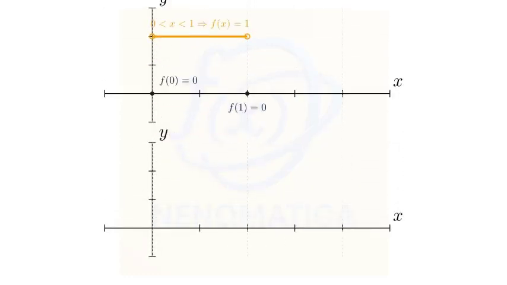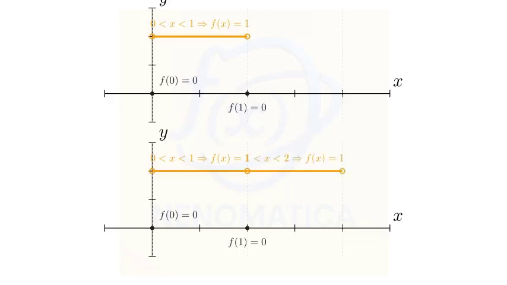For 1 less than x less than 2, the ceiling equals 2 and the floor equals 1, so f of x equals 1 again. We draw the next horizontal segment from 1 to 2 at height 1 with open circles at both ends. At x equals 2, 2 is an integer, so ceiling equals 2, floor equals 2, and f of 2 equals 0. We place a filled dot at 2, 0.